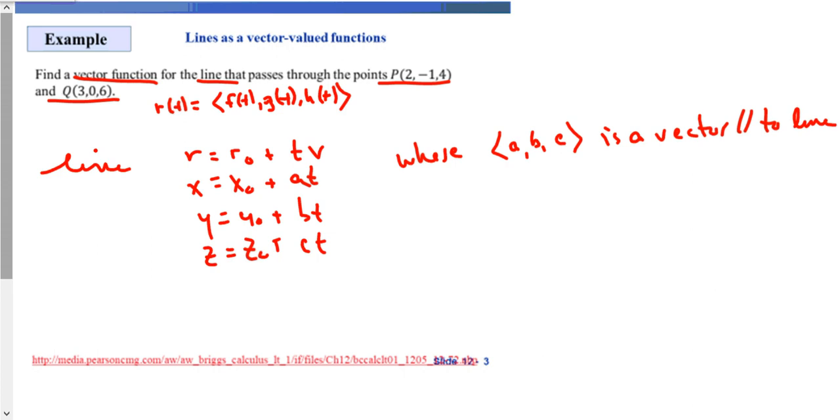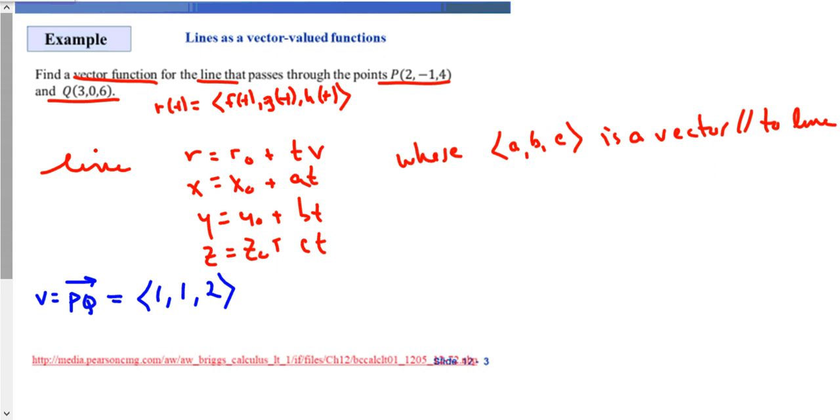Okay, so we have 2 points, so we haven't been given the vector. What we can do though is find the vector PQ, which will be parallel to the line since the line passes through the 2 points. So the vector PQ is 3 minus 2 is 1, 0 minus -1 is 1, 6 minus 4 is 2. That's what we're going to use for the vector V that's parallel to the line.